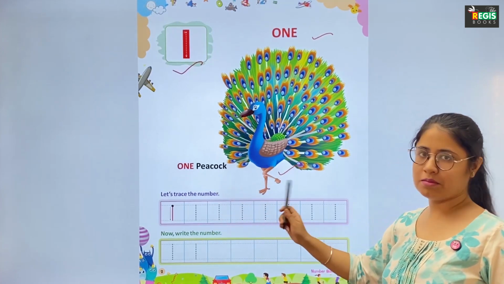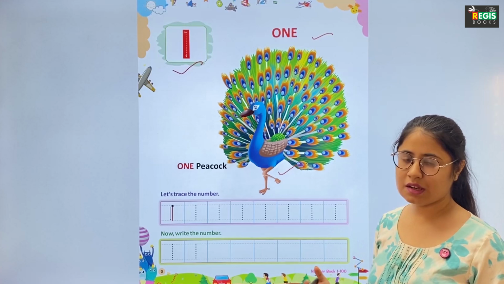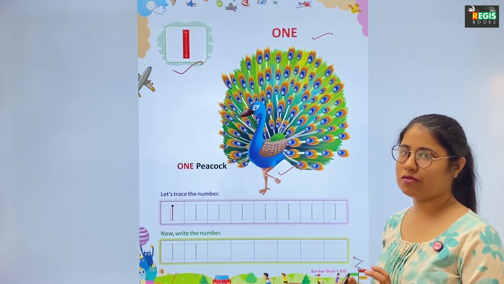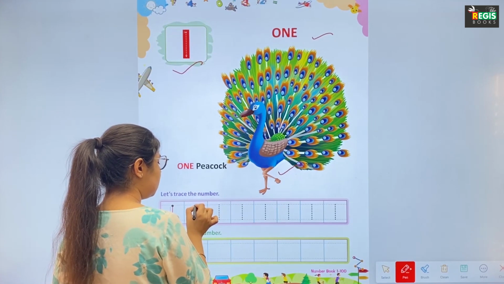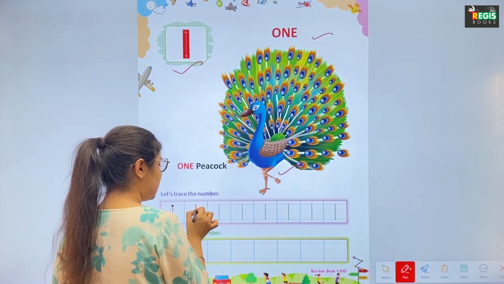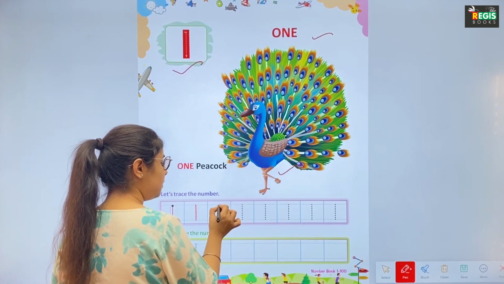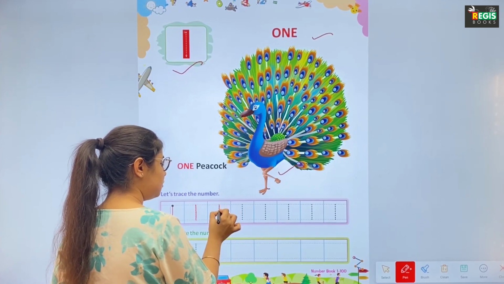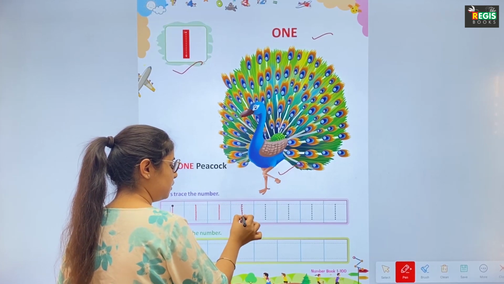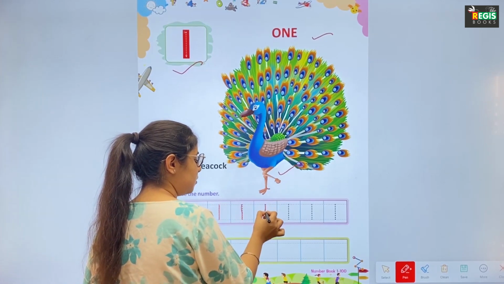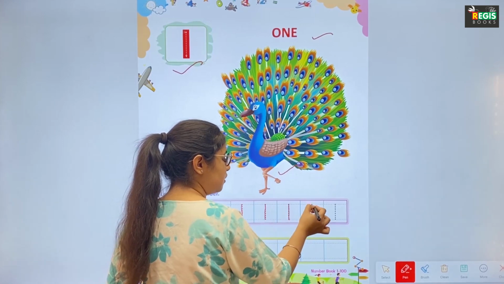Let's trace the number. So kids, trace the number with me and you will learn how you can write the number 1. So kids, put your pencil on the black dot and draw a straight line downwards like this. Again put your pencil on the black dot and draw a straight line downwards. This is number 1. This is how we write 1.